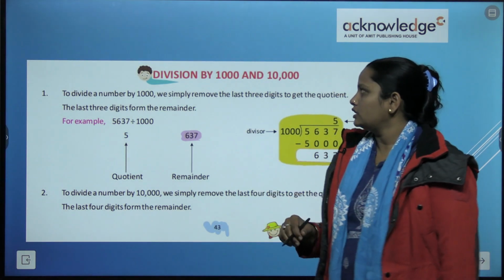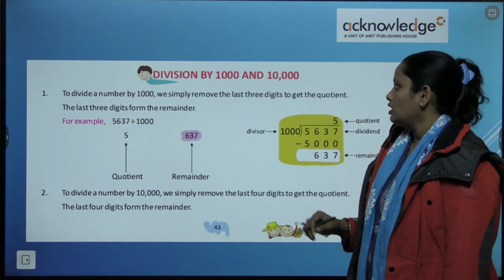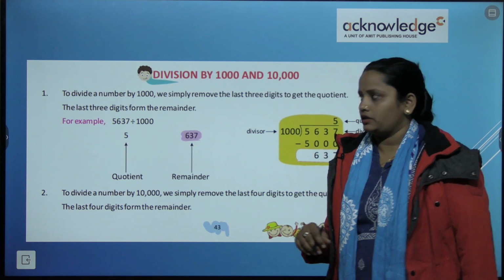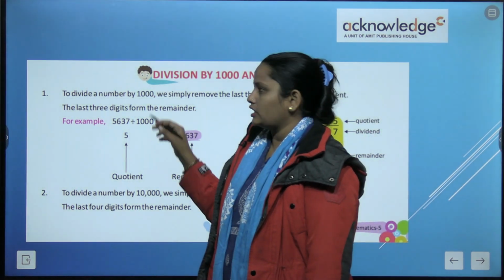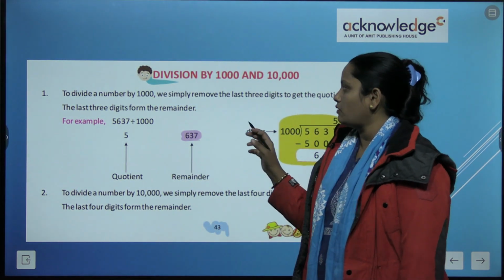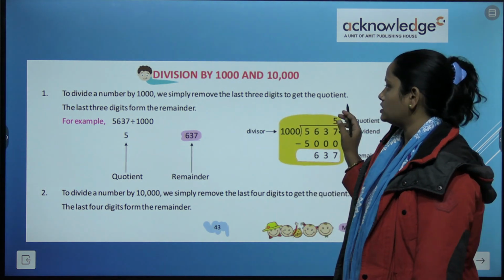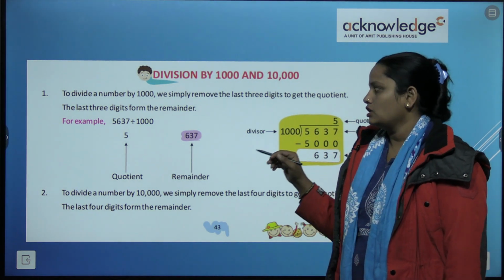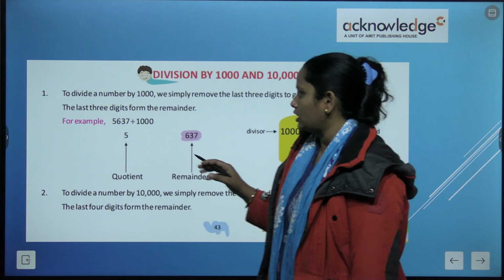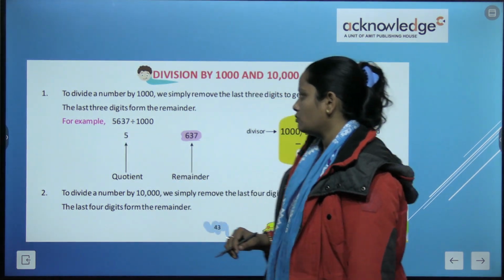डिवीजन बाय 1000 और 10,000 में कैसे हम डिवाइड करते हैं? सो व्हेन अ नंबर इज डिवाइडेड बाय 1000, जब किसी भी नंबर को 1000 से डिवाइड करते हैं, वी सिंपली रिमूव द लास्ट 3 डिजिट्स टू गेट द क्वेश्चन. हम लास्ट के 3 डिजिट्स को हटा देते हैं और हमें क्वेश्चन मिल जाता है.